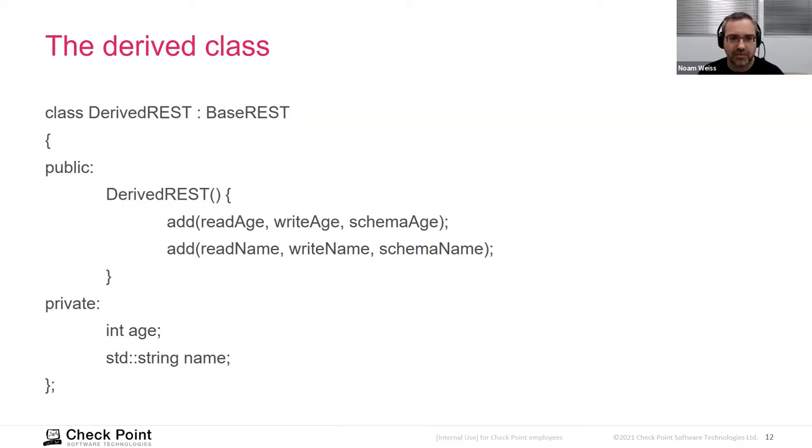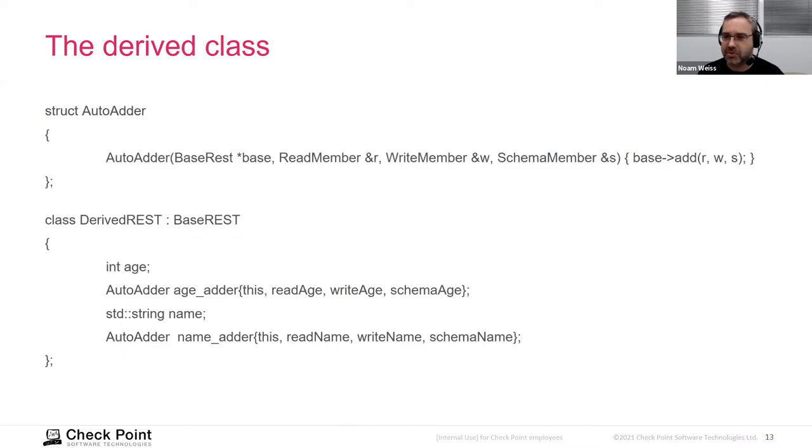The first thing that is not good enough for me, and maybe this will seem a little strange, is that I have to deal with two places: one where I define the variable, and once in the constructor when I add things. So I can just write a class that will do the adding for me. I have a structure here called AutoAdder because it automatically adds all the elements that I want. It receives a pointer to the relevant members and adds them internally, which means now I don't need the constructor anymore. The default constructor will actually create what I want.